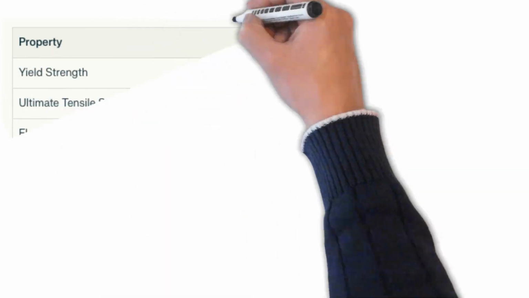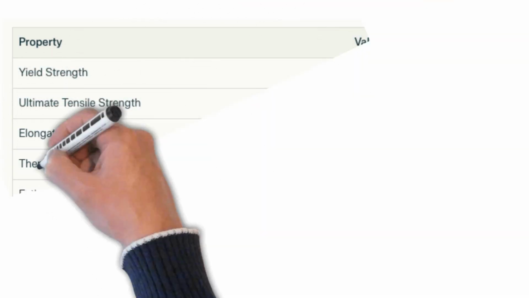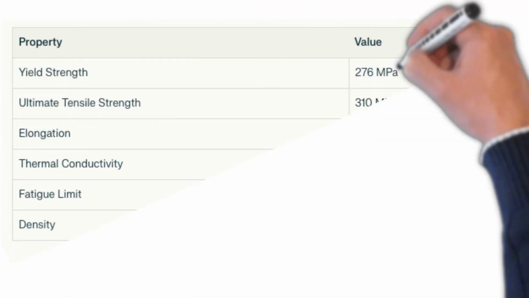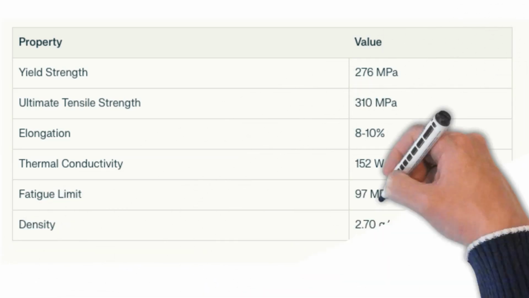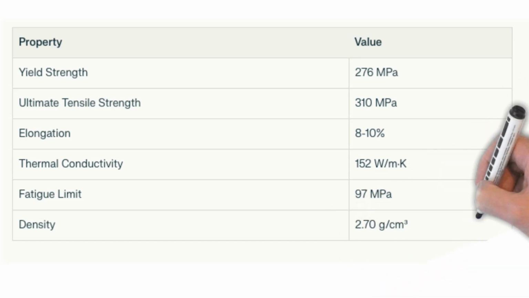Aluminum 6061 is a widely used alloy in the automotive sector due to its excellent strength-to-weight ratio, corrosion resistance, and weldability, making it suitable for various applications including frame components, wheels, and suspension parts.